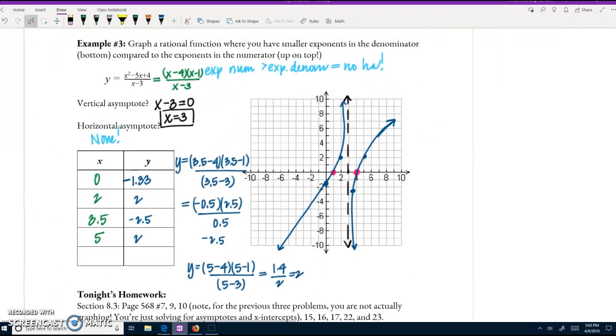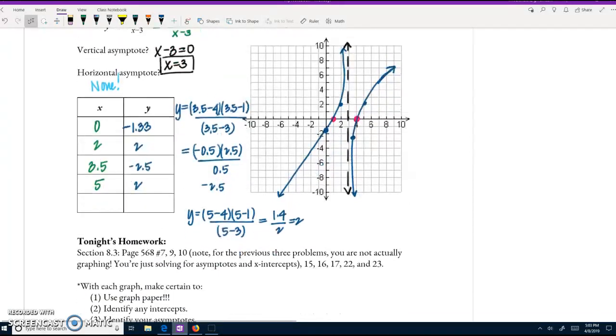So when my exponents are larger in the numerator than the denominator, I solve for my vertical asymptote the same way by setting the denominator to 0, but then I won't have any additional horizontal asymptotes to worry about.